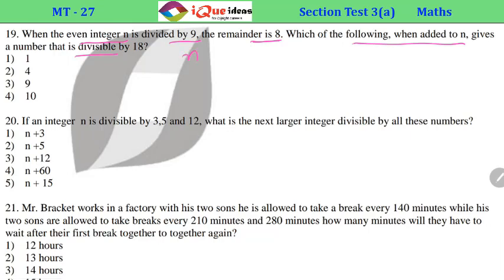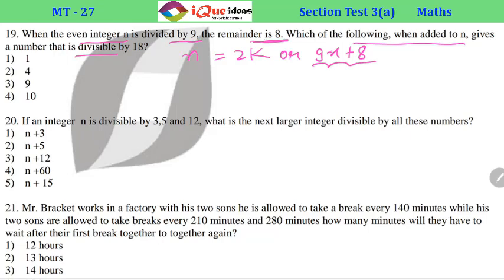So we know that n is an even number, so n is a multiple of 2. Let's say it is 2k. And when it is divided by 9, the remainder is 8, so it is also 9x plus 8. Right? So let's do one thing. Let's write all the numbers like this.